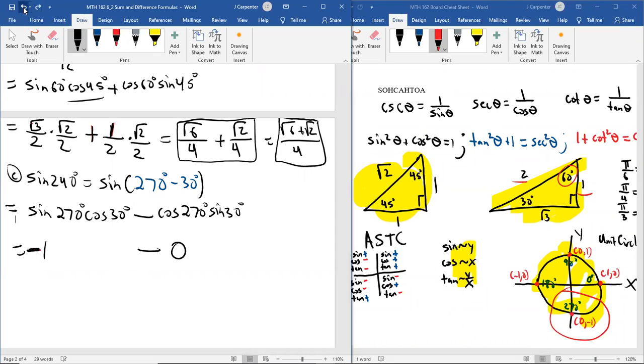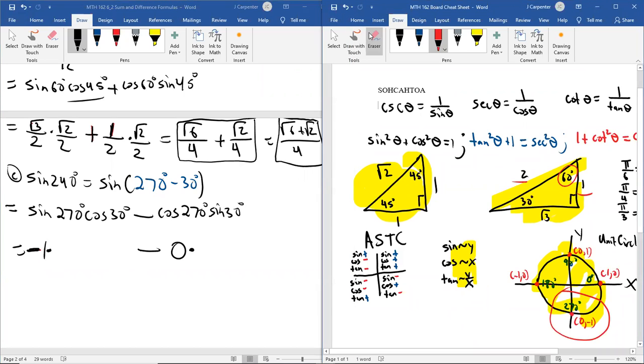Now we'll do the 30 degree stuff. So it's negative 1 times something and 0 times something. The cosine of 30, so we're over here now.